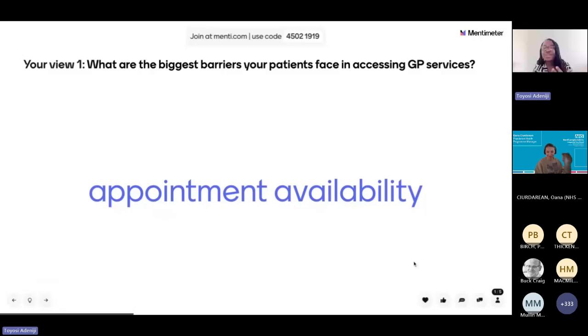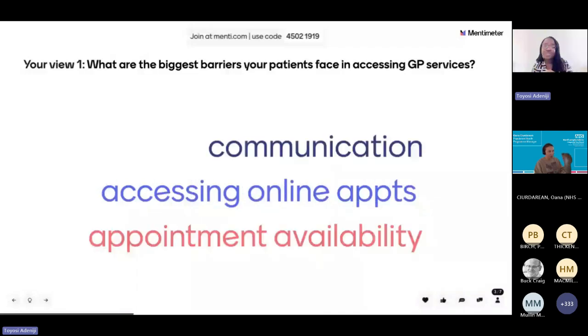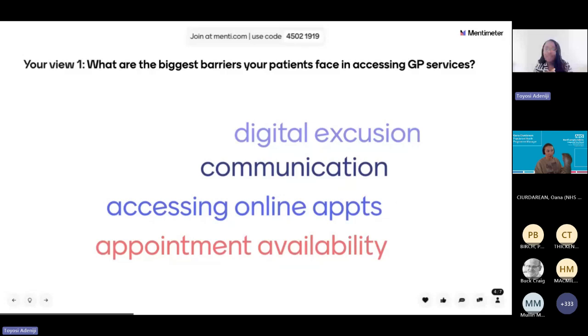And again, it's important to realize that you're not alone in all of this. Your practices are not alone. And I think this is where it's fundamental. We begin to have a conversation as to what the barriers are: communication, absolutely; accessing online appointments, absolutely. How do we address it? And again, this is ongoing: digital exclusion, thank you. So these are things we need to think of.